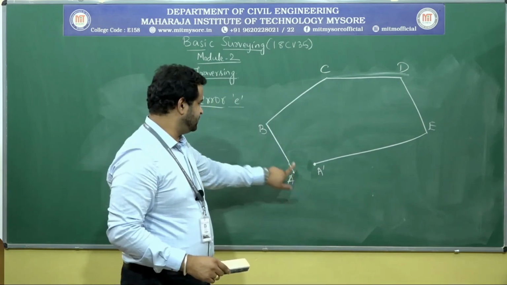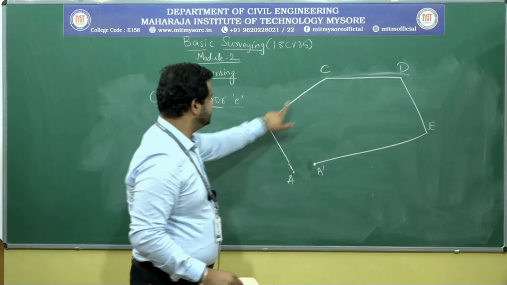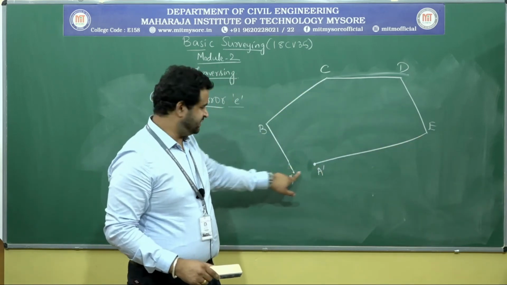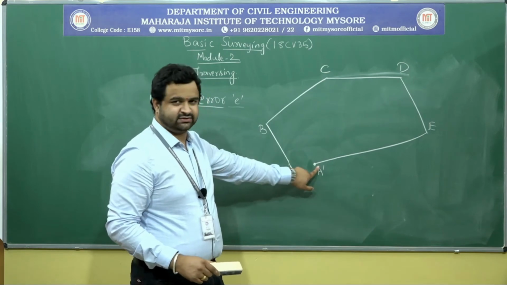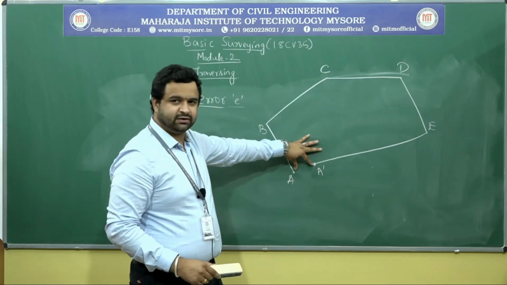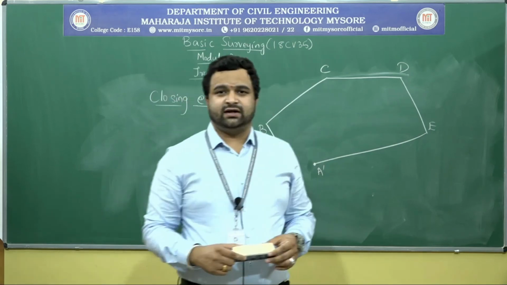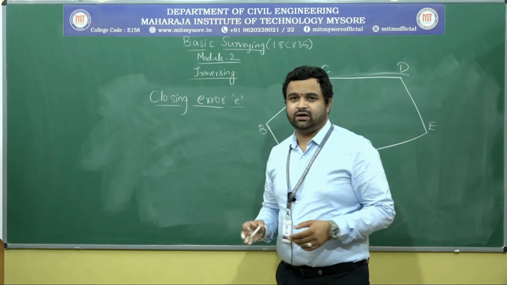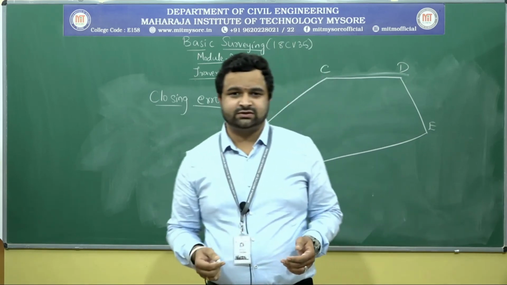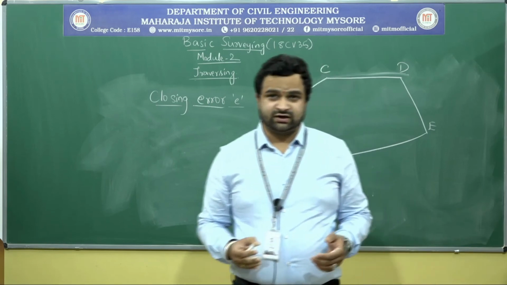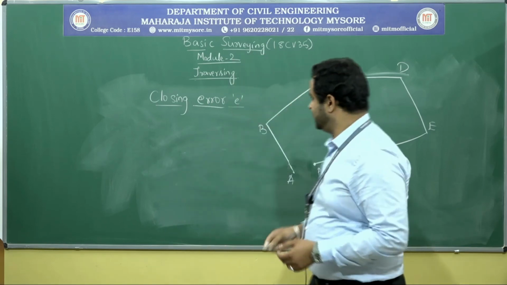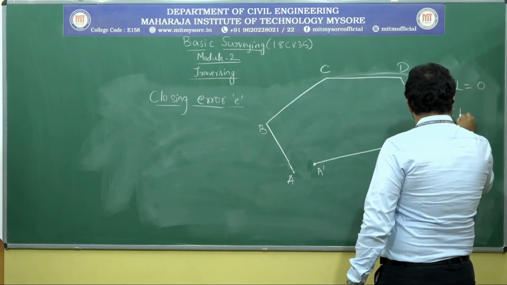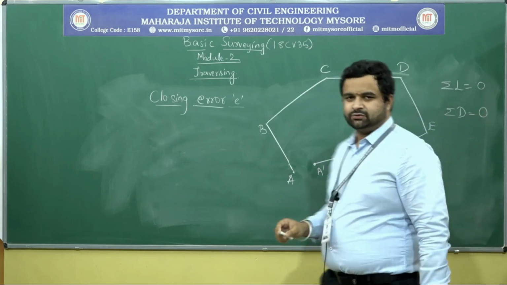So this point A will be the starting point of the traverse, B, C, D, E, and now at last this is not meeting exactly at the starting point, it is ending somewhere else. So why is this not meeting exactly at A? Because of some errors. Okay. So in a closed traverse, the algebraic sum of the latitudes should be equal to 0 and the algebraic sum of the departures should be equal to 0.